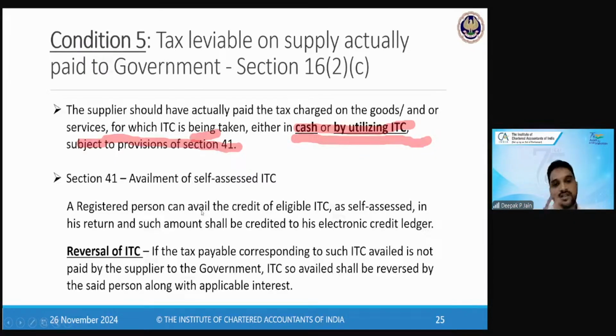Okay. Now reversal of ITC. If the tax payable corresponding to such ITC availed is not paid by the supplier, then ITC so availed has to be reversed by the said person along with applicable interest. Like Komal had asked, should I pay interest or penalty? Again the same answer: if you have availed and utilized, then you have to pay interest. If you have availed and not utilized, then no interest will be payable.